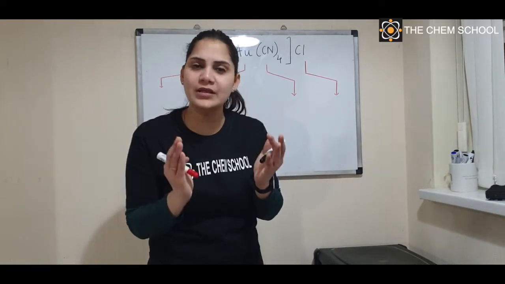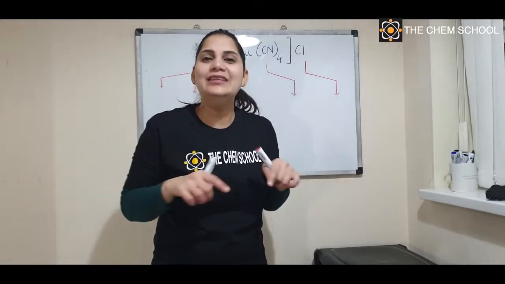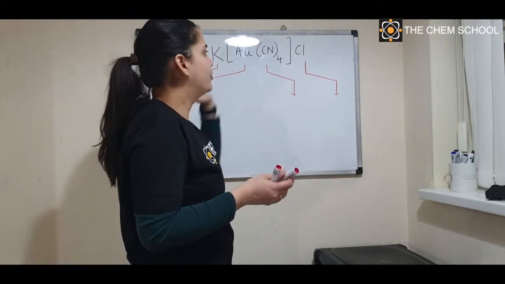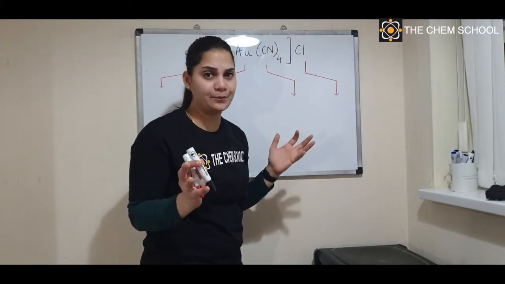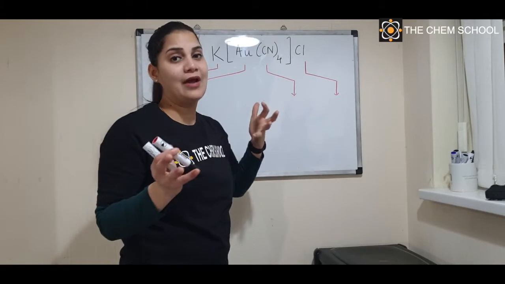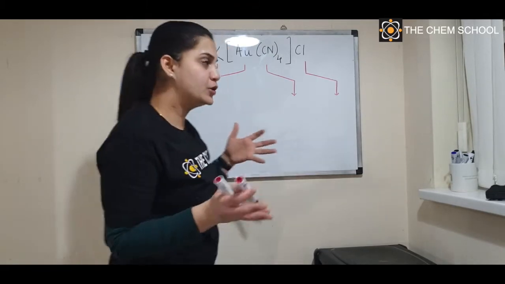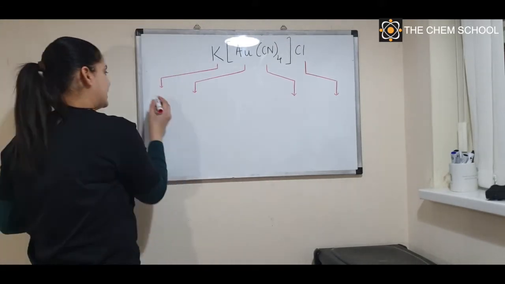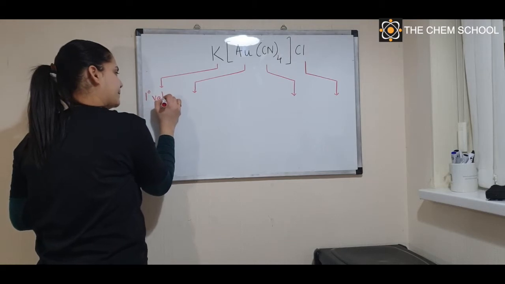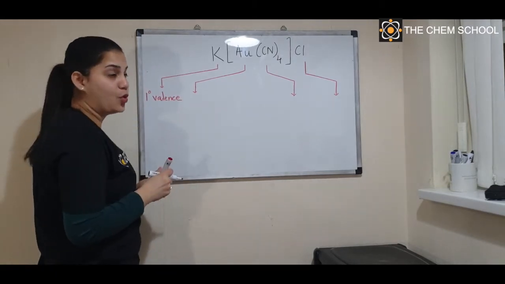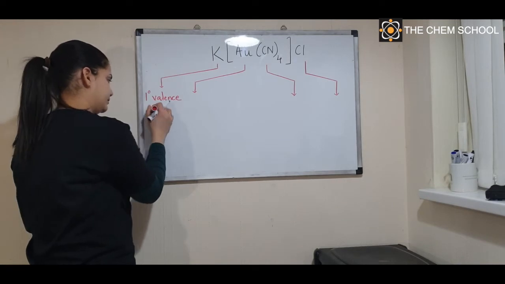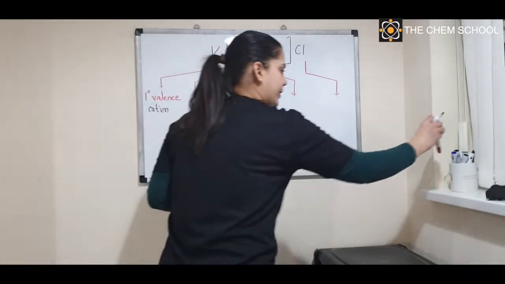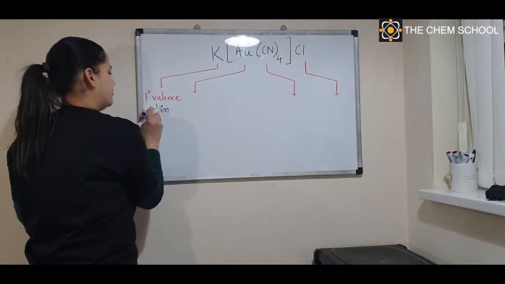So when you write a complex, it is also like a salt. Outside the square bracket is your salt, in which you will write your cation first, and you will write the anion at the end. That's the same thing, but in between the square bracket you will have your coordination complex. Okay, so now let's write down the name of each one of them. So the first one is potassium, and we said that this is nothing but a primary valence. This is your primary valence cation.